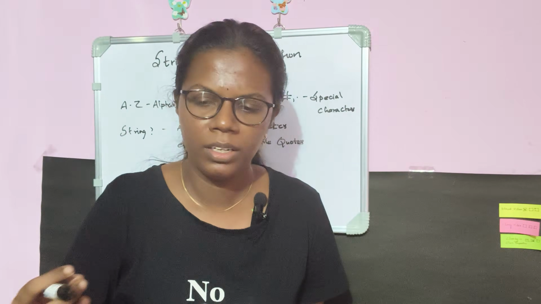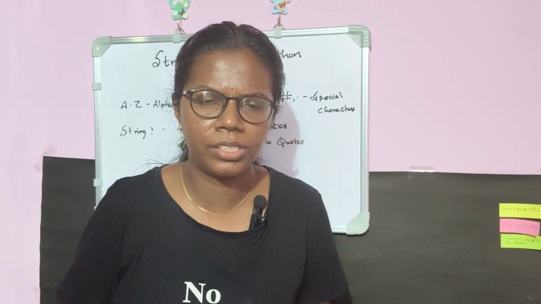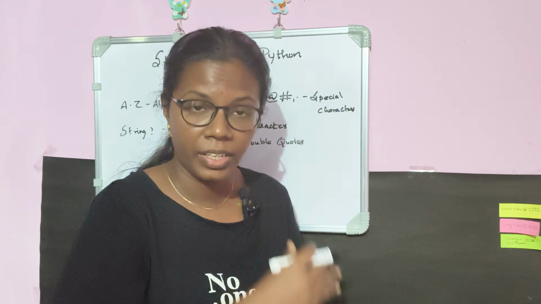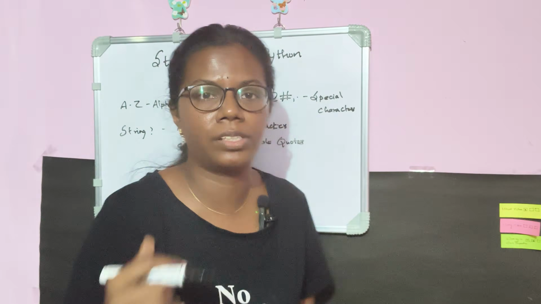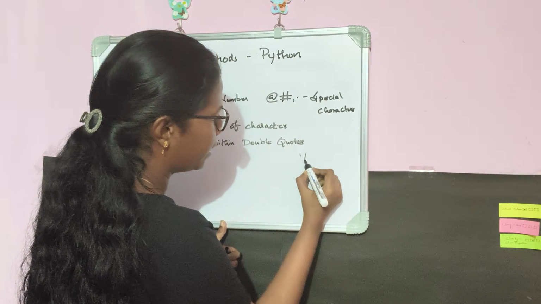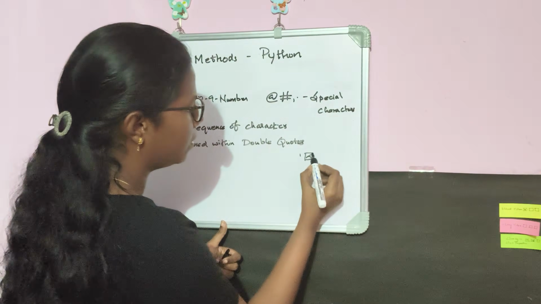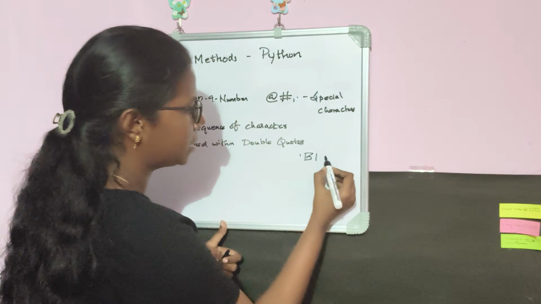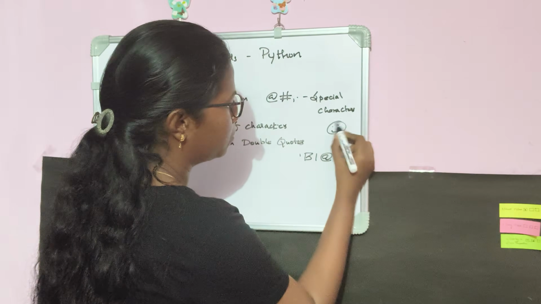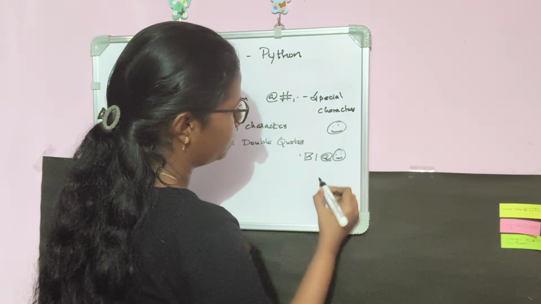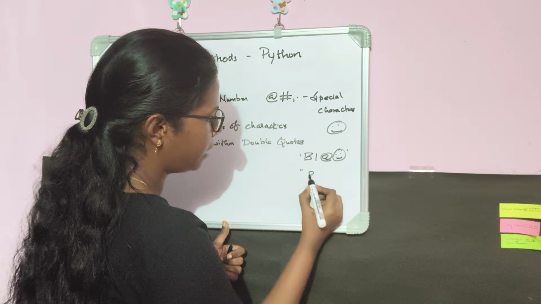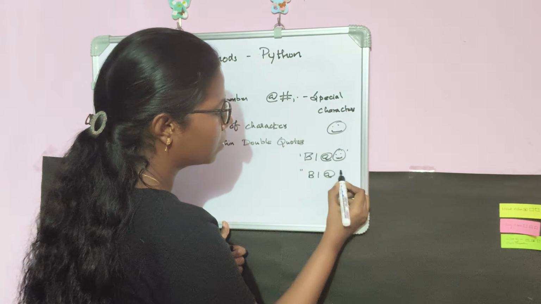You might have a doubt: I also have emojis, are they coming under this string? Yes, those characters also come under the string. If I create a string which contains an alphabetical character like B, a number like 1, and I'm adding a special character like at the rate, and I'm adding an emoji, maybe a smiley emoji like this, and I'm closing it. It is a single quote. I'm closing the same string within a double quote.